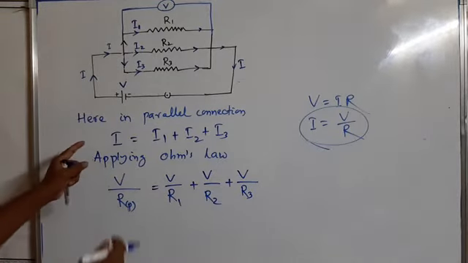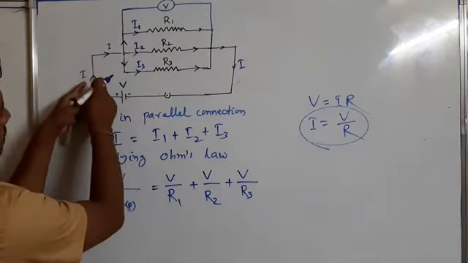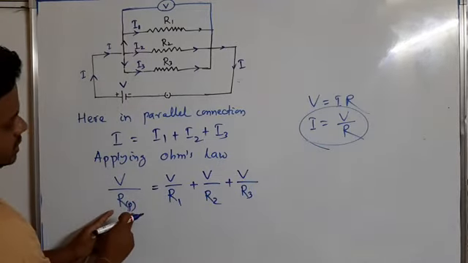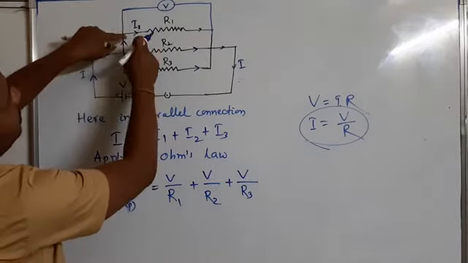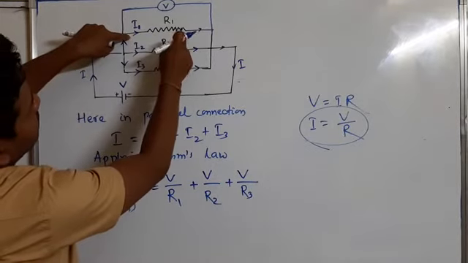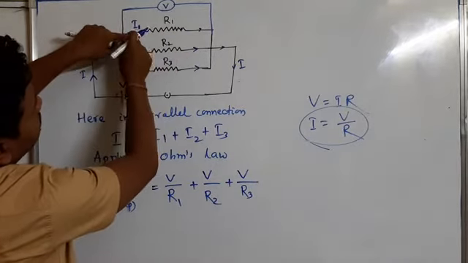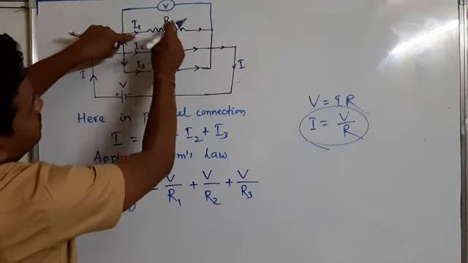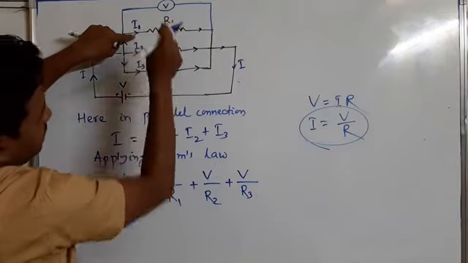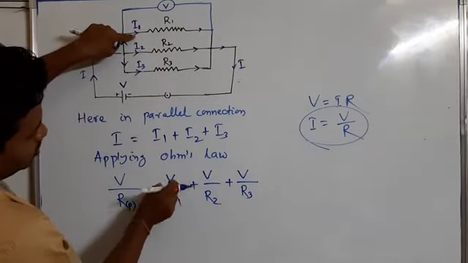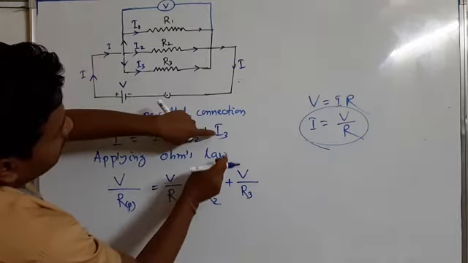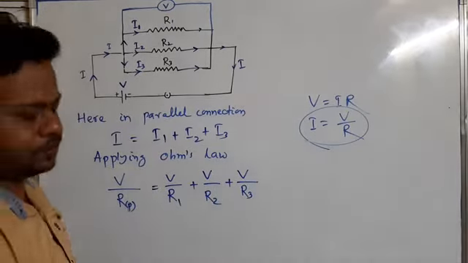So you can see here I is the total current of the circuit. That's why we are using total voltage by total resistance. I1 is only the current flowing through this resistance. So if you want to find out the current through this resistance, you have to divide voltage by resistance. Voltage is V, resistance is R1. So that's why I1 equal to V by R1. Similarly, we can find out I2 equal to V by R2, I3 equal to V by R3.